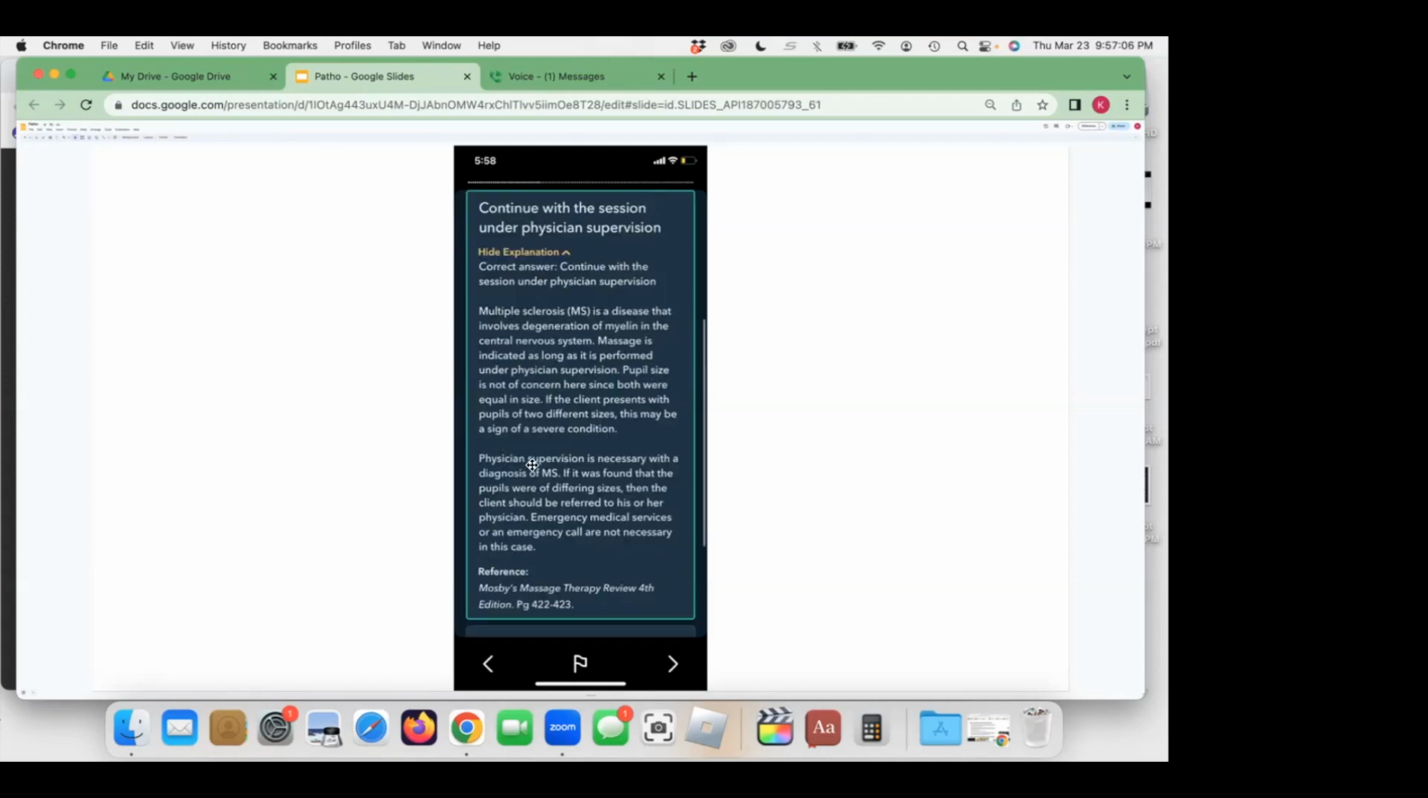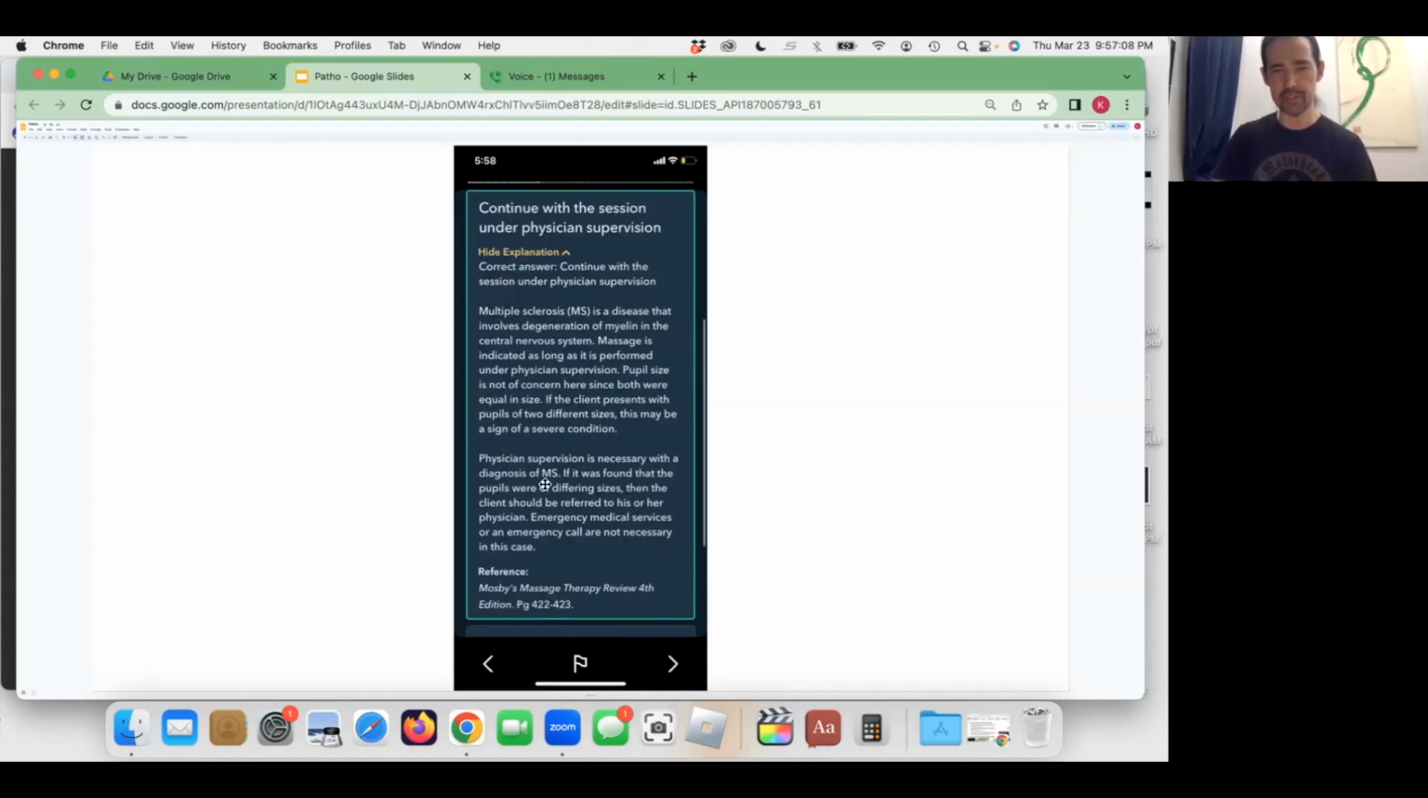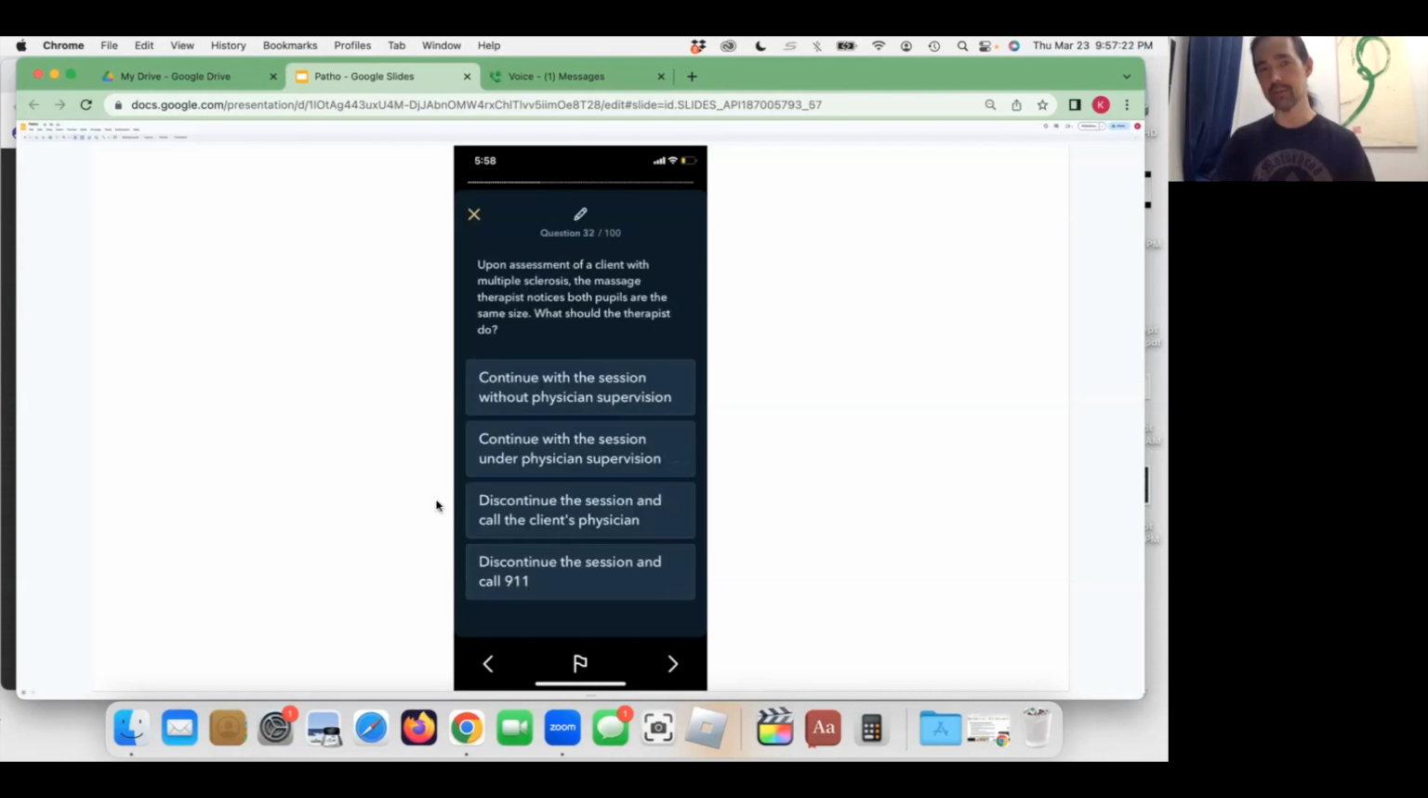Physician supervision is necessary with the diagnosis of MS. If it was found that the pupils were of differing sizes, then the client should be referred to his or her physician. Emergency medical services or an emergency call are not necessary in this case, whether someone has pupils of a differing size or pupils of the same size. So now let's differentiate between the questions. The correct answer is continue with the session under physician supervision. The other choices are continue with the session without physician supervision, discontinue the session and call the client's physician, discontinue the session and call 911.